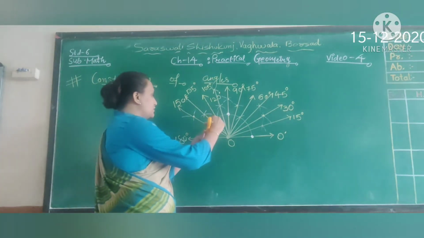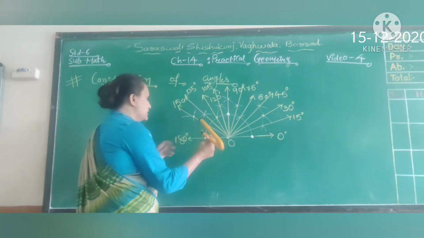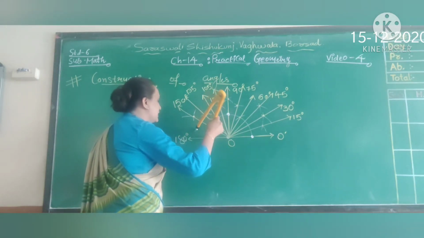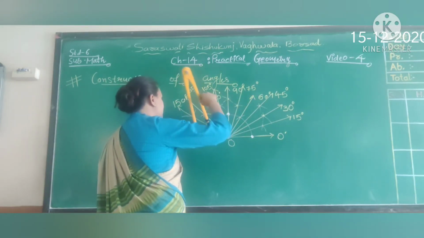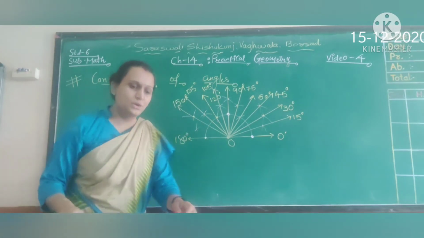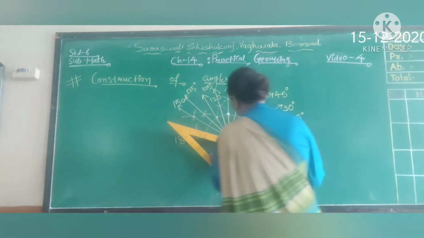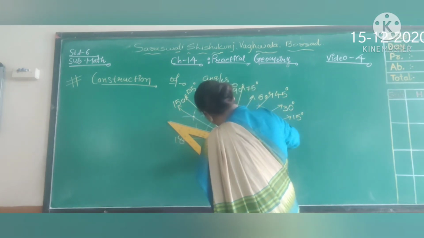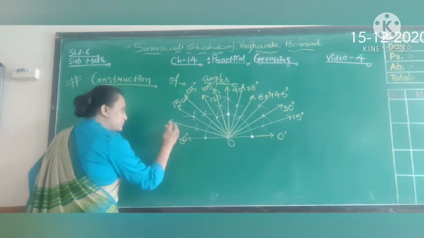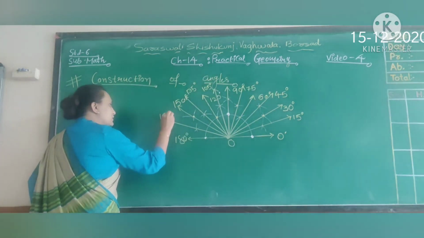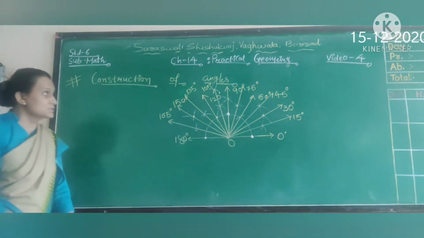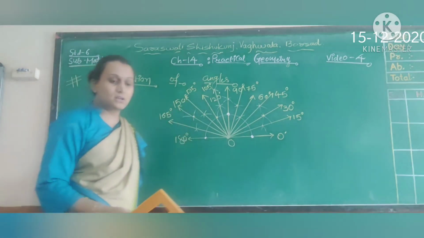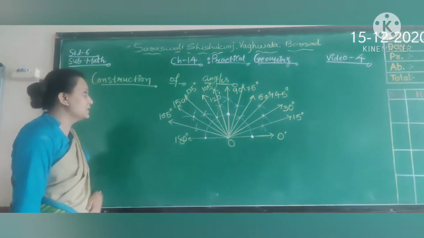Now, if you want to find 165, 165 is lying between 150 and 180. So take a measurement of this much. Now let us draw one arc from 180 as well as 150. So here you can find your angle. Let us join it with the help of scale. If you measure this angle, it is 165. So in this way you can construct all types of angle whichever you need.